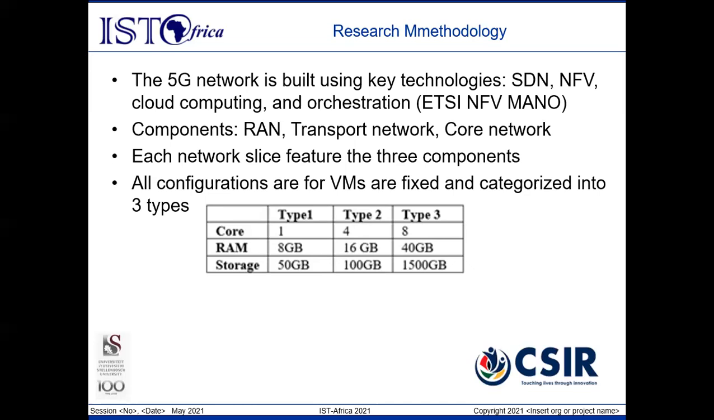Now, to ensure a cost-efficient architecture, all the configurations of the virtual machines in our networks were fixed and categorized into three types as highlighted here: type 1, type 2, type 3, meaning that each VM will be of type 1, type 2, or type 3. This is to ensure that it's easier to calculate the number of resources that are required for configuring data center resources.